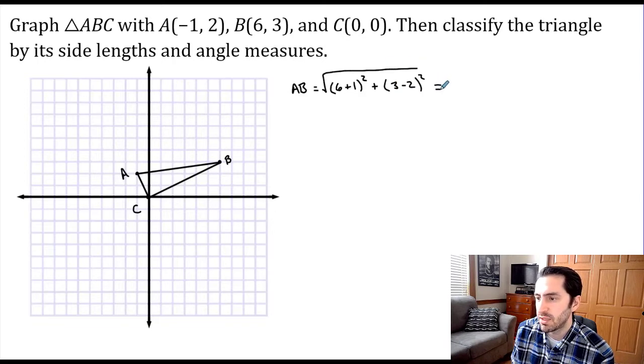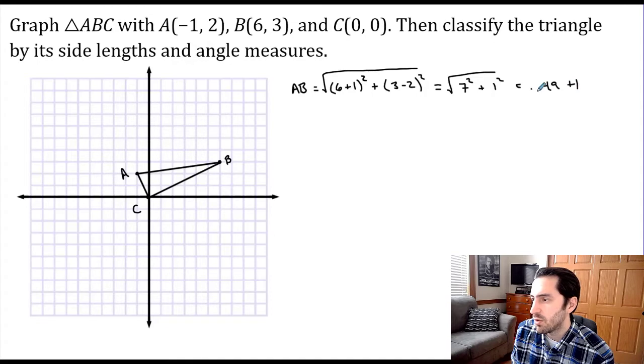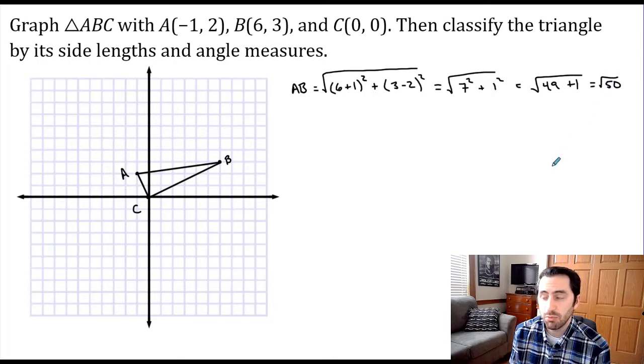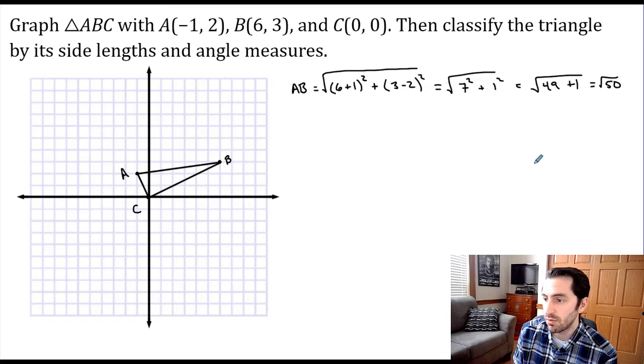So if we do a little bit of simplifying, 6 plus 1 is 7, and then 3 minus 2, we have 1 squared. And that's going to be 49 plus 1. So overall, we end up with the square root of 50. Now, I could plug that into my calculator and get a decimal. I could simplify that radical if I wanted to. But really, all I'm concerned with, since I am just going to compare this, is that it's the square root of 50.